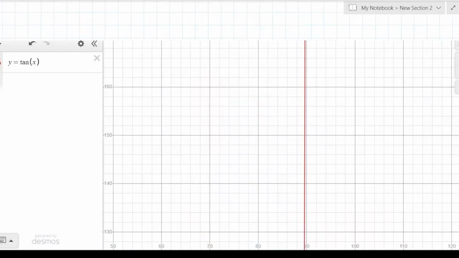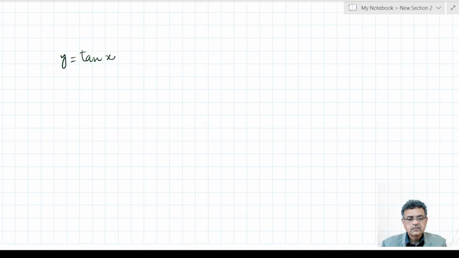Now we are going to discuss the graph of tangent x. Tangent is the ratio between sine and cos, or you can say opposite and adjacent. And now let's see what we have to discuss here.